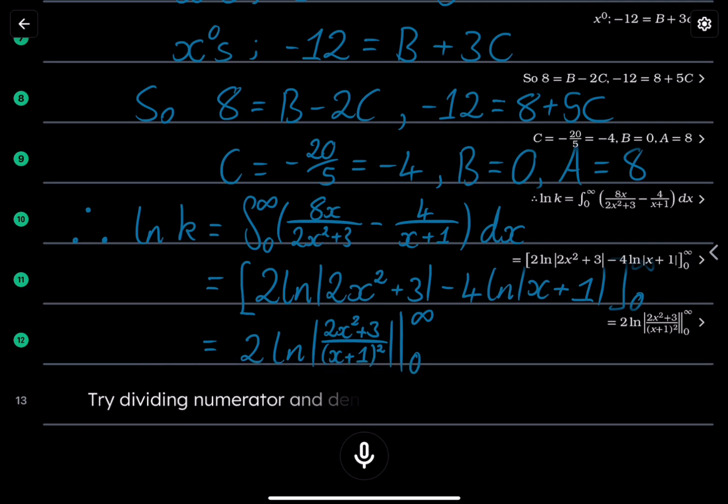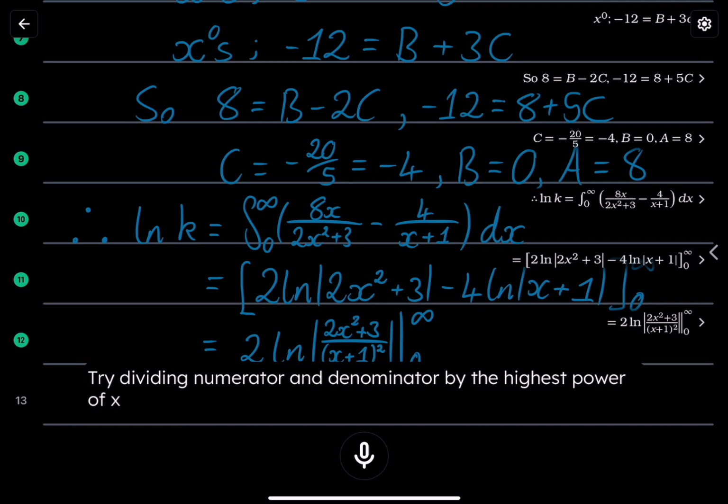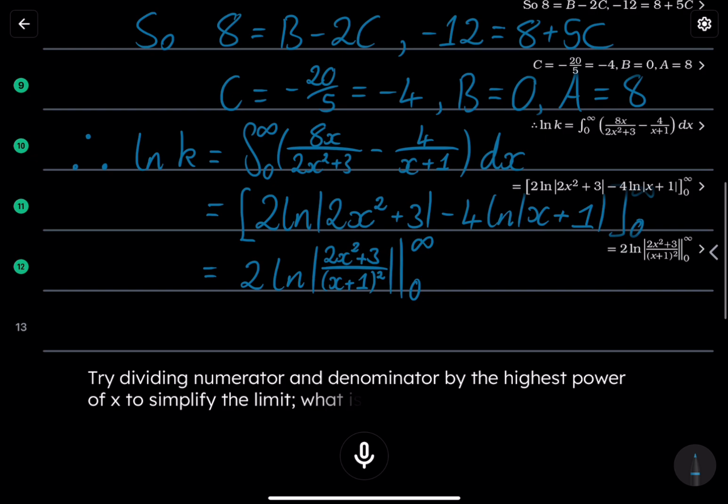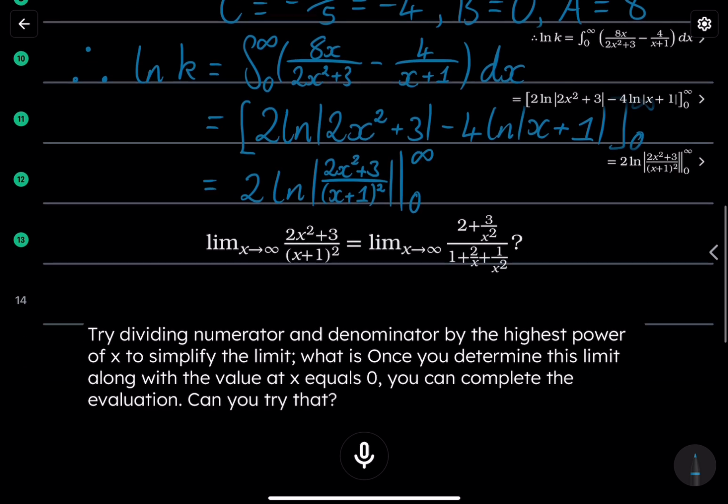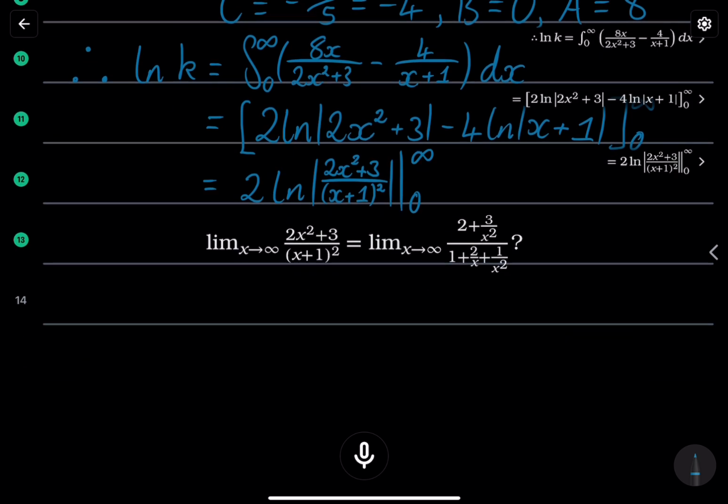Try dividing numerator and denominator by the highest power of x to simplify the limit. Once you determine this limit along with the value at x equals 0, you can complete the evaluation. Can you try that? Okay, she said an awful lot at once, but what's really important here is what she's written has also been evaluated by Chiron. Note how it's gone green, so we know we have faith in Chiron's work and the AI's work, essentially, and we can carry that on ourselves.